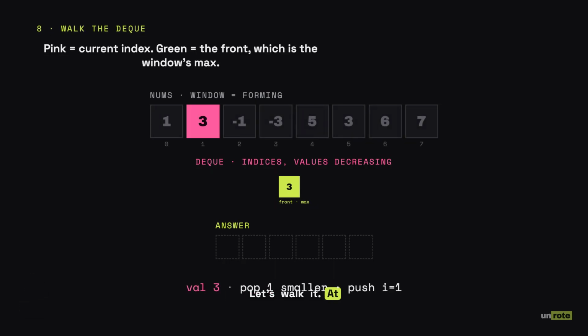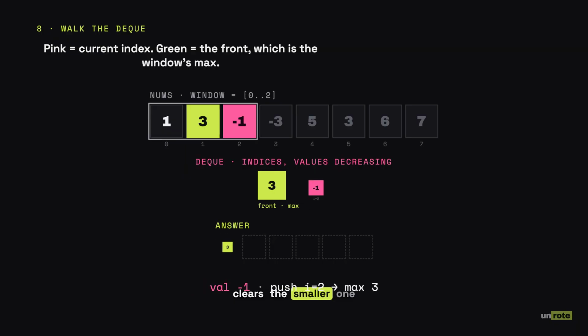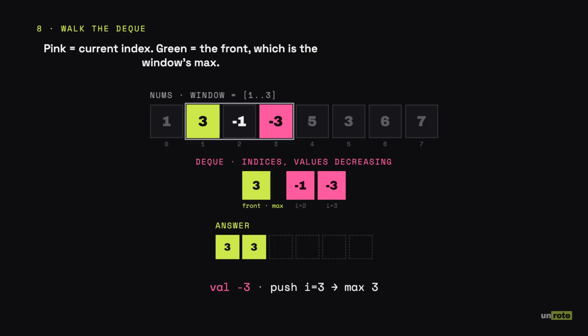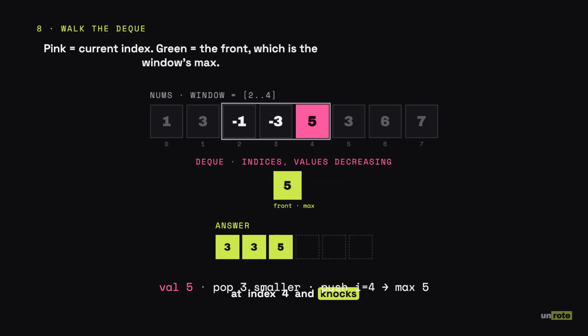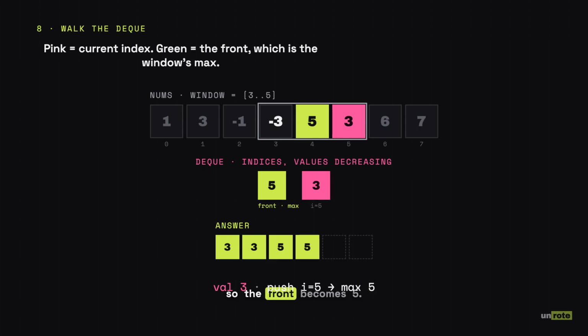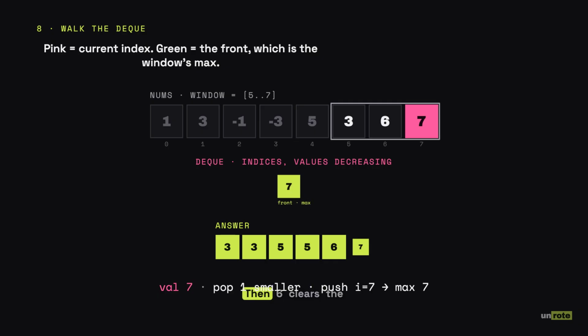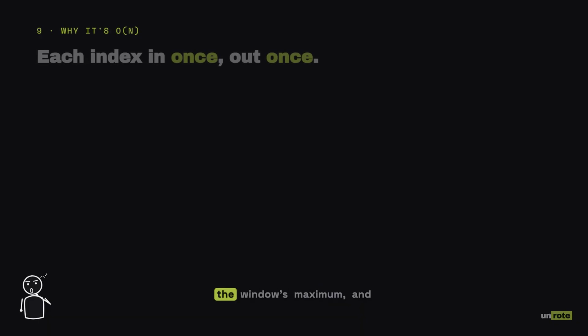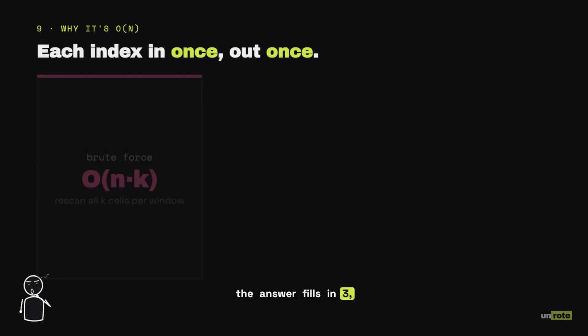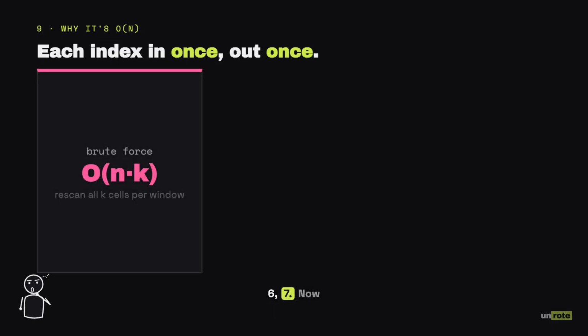Let's walk it. At index 1, value 3 clears the smaller one off the back. At index 2, we record the first max, 3. Then 5 arrives at index 4 and knocks every smaller candidate off, so the front becomes 5. At index 5, the older 5 still leads. Then 6 clears the deck, and 7 clears it again. The front tile is always the window's maximum, and the answer fills in 3, 3, 5, 5, 6, 7.